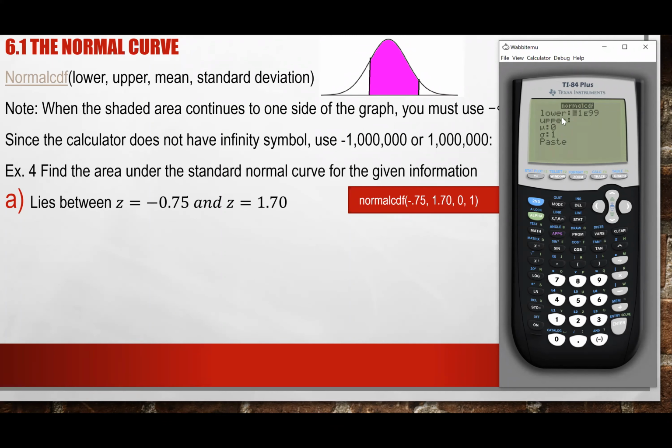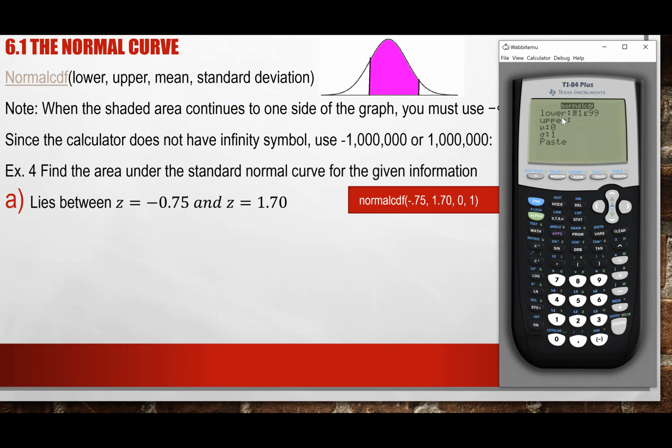The lower limit in this case will be -0.75. And again, if you put -0.75, it's the same. The upper limit will be 1.70. The mu is 0 and the standard deviation is 1.